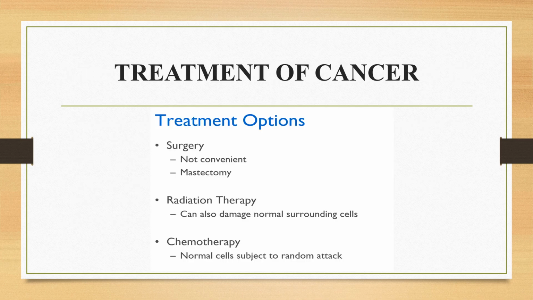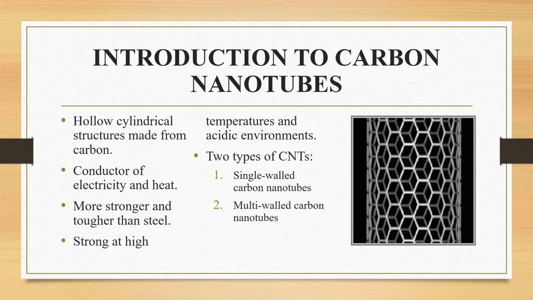If we look at the treatment of cancer, there are three ways. One is surgery, which is very expensive and not convenient. If we go for radiation therapy, it can damage the already normal functioning of the cells. And if we go with chemotherapy, normal cells are subjected to random attacks. So due to all these limitations, we are introduced to a new concept, that is the use of carbon nanotubes.